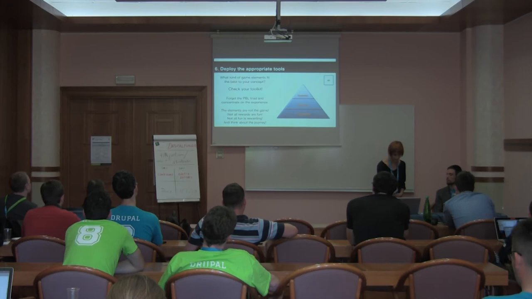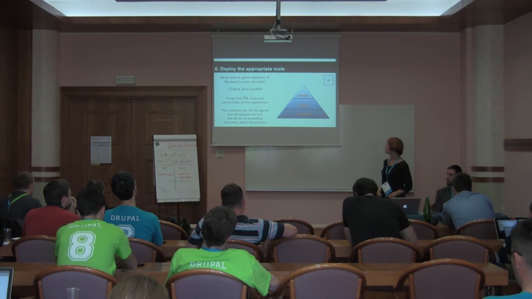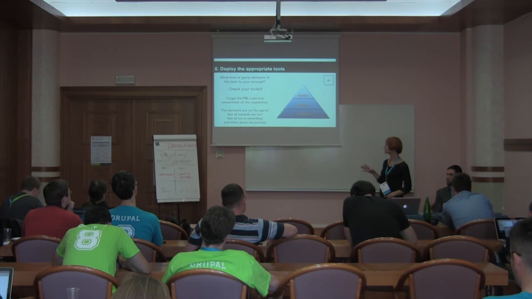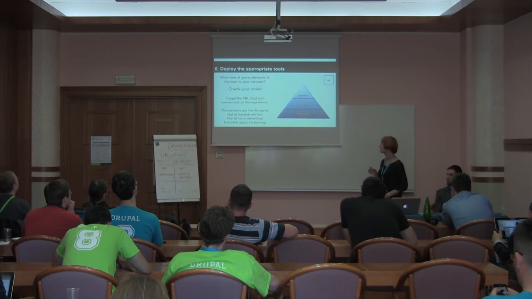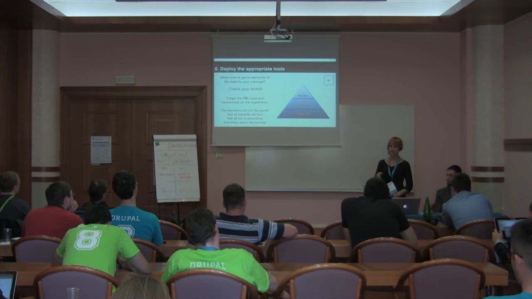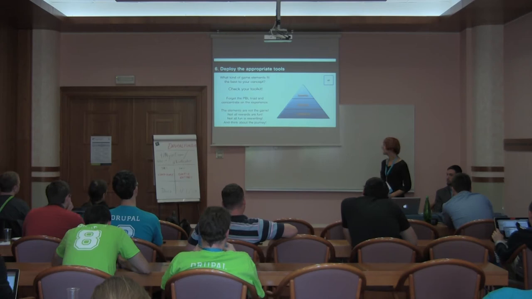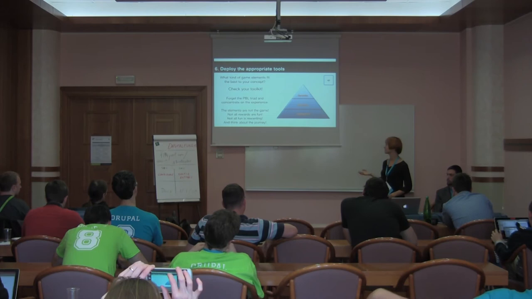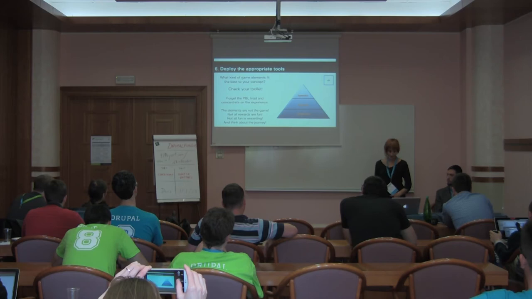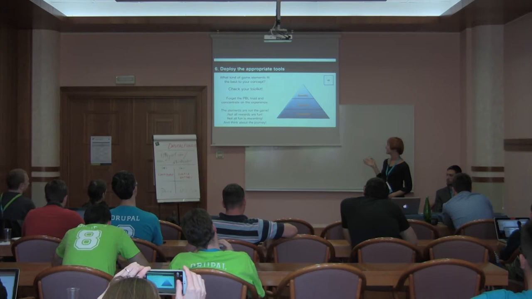And in the sixth stage, deploy the appropriate tools. So when you could answer all these questions in the last stage, you have to think about what kind of game elements fit best to your concept. So check the toolkit. There are different toolkits. It also depends on what kind of basic tool you want to use. Forget the PBL triad. You can use it definitely, but think about how to use it. Concentrate more on the experience part. And don't forget that the elements are not the game.